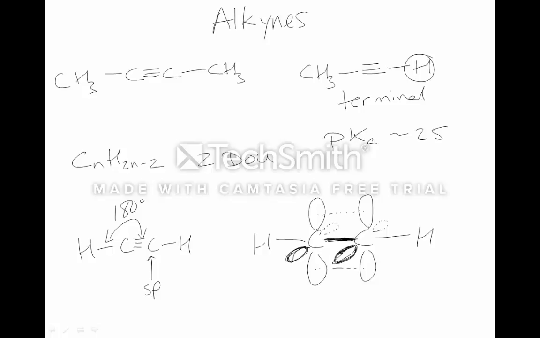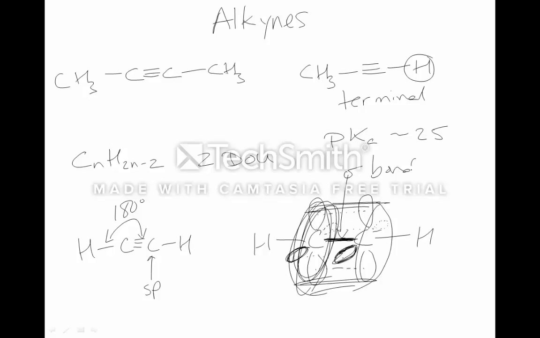But that's the idea: you have a set of p orbitals above and below and a set of p orbitals in front and back, each lobe. And so there's electron density out front and electron density in back. What that equates to is essentially a cylinder of electron density. I can't really draw a cylinder very well, but there's electron density all the way around. Again, this is a sigma bond in here. These two pi bonds together wrap a cylinder of electron density. That's just a brief introduction.